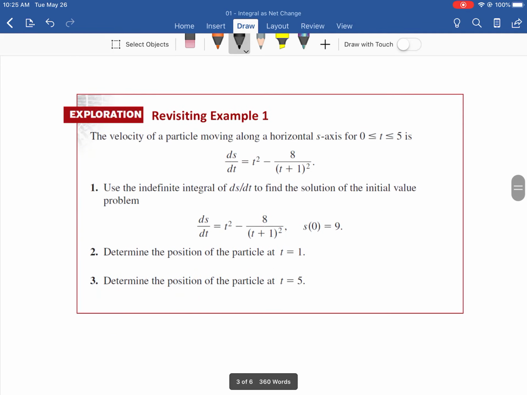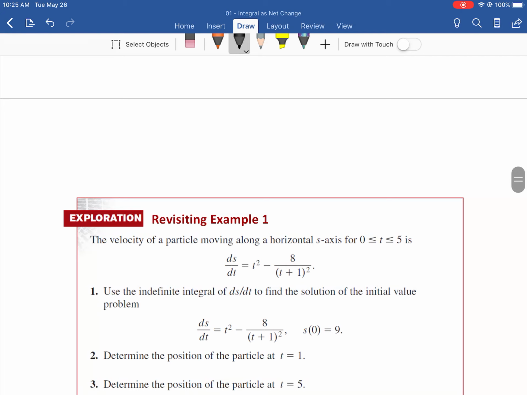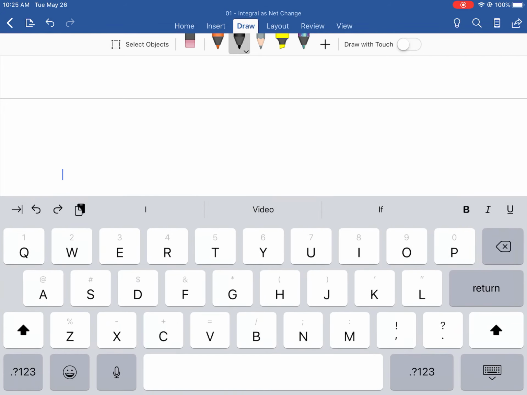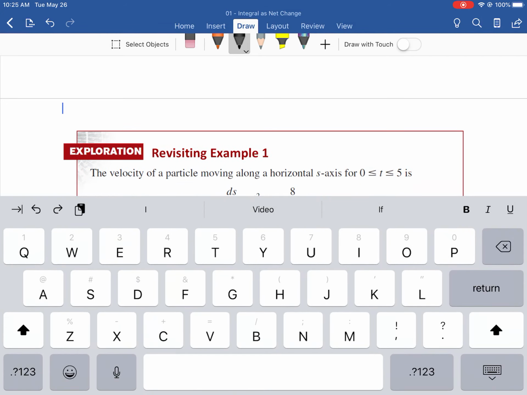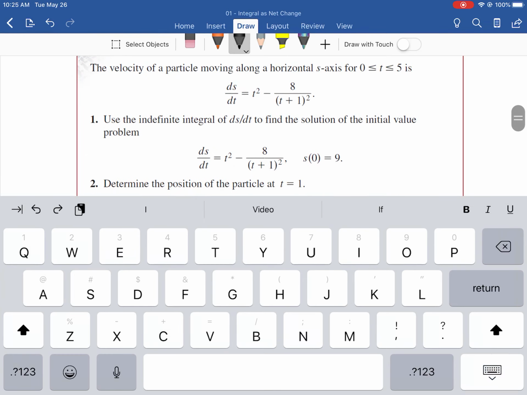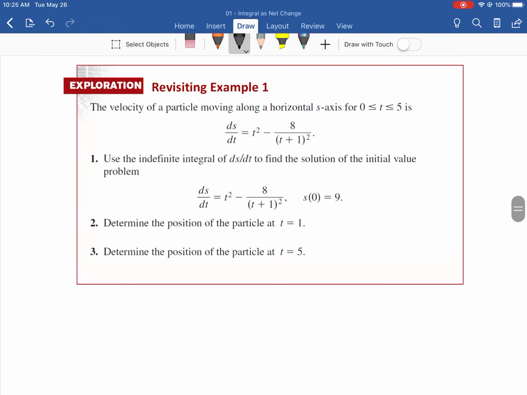Okay, revisiting the first example here. I want to move this up a little bit. I moved that down earlier, and so I want it back up at the top of the screen there. Okay, perfect. It says, the velocity of a particle moving along a horizontal axis is given by ds dt equals t squared minus 8 over t plus 1 squared. This looks like the exact same example. The only thing they've changed is instead of calling it v at t, they called it ds dt. And it says use the indefinite integral.